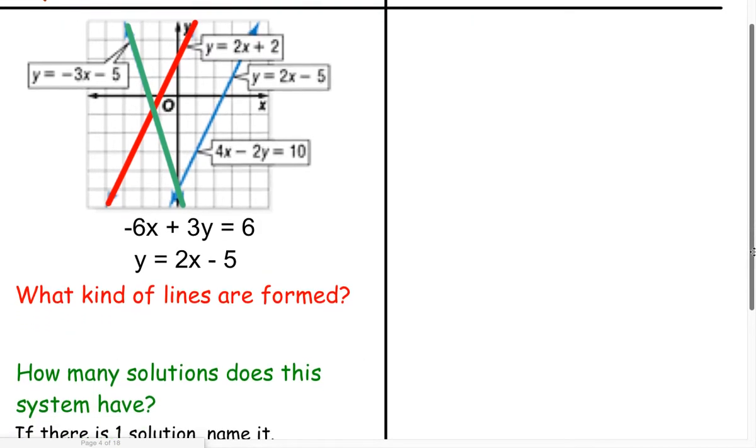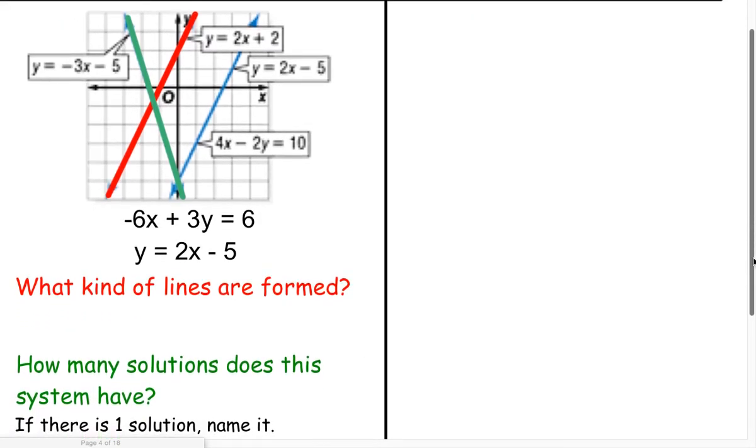Okay. Next one. All right, our first one is negative 6x plus 3y equals 6. Now you won't see that equation fall on our graph, so that means I'm going to need to get it into slope-intercept form.